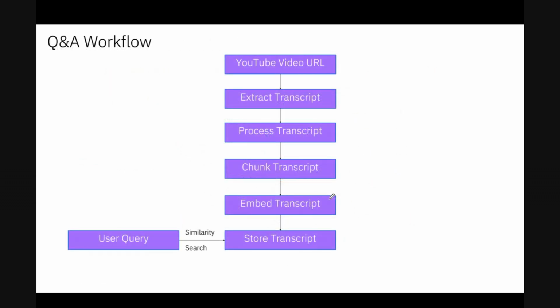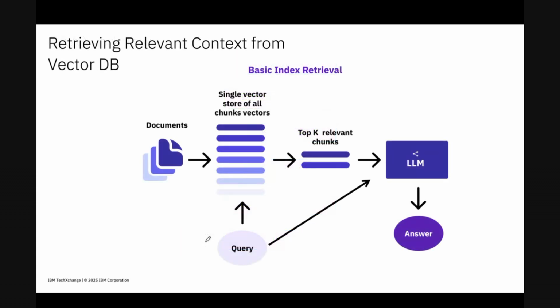Now at this point we will get the user's question. So it's a Q&A workflow, right? We'll get the user's question at this time, and we will do the similarity search on it. Let me explain how it works. Here we have a user's question, and here we have the document. In our case, it's a transcript.